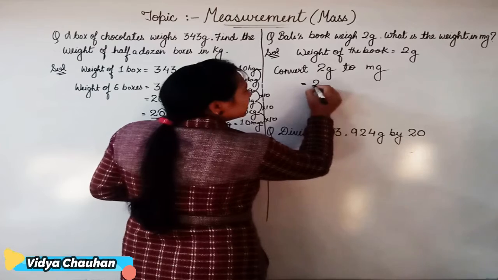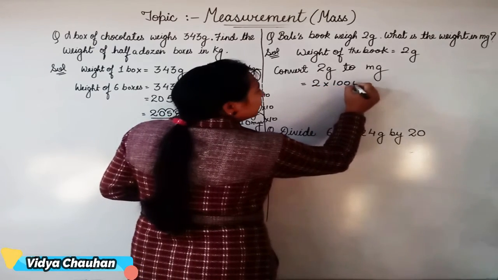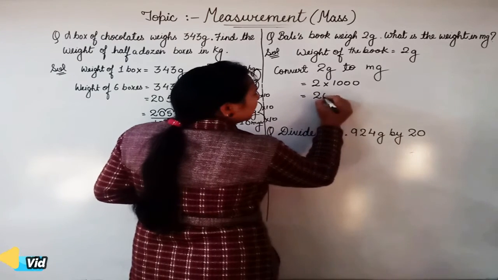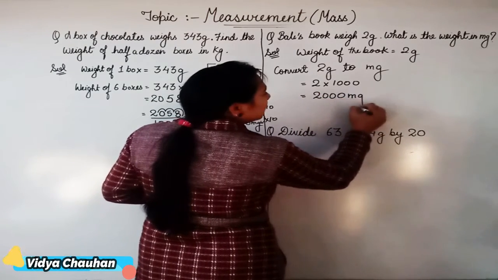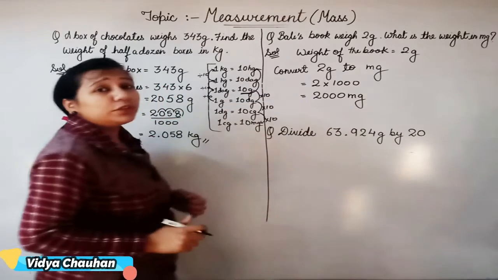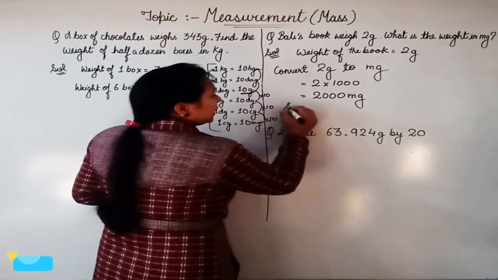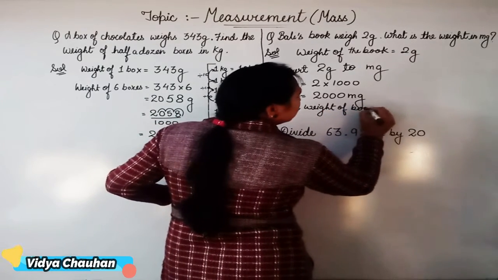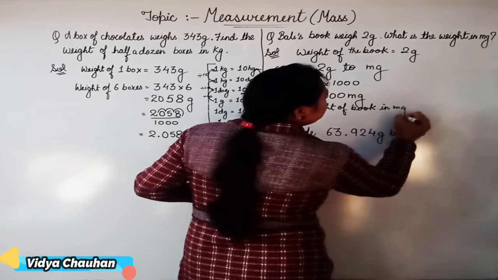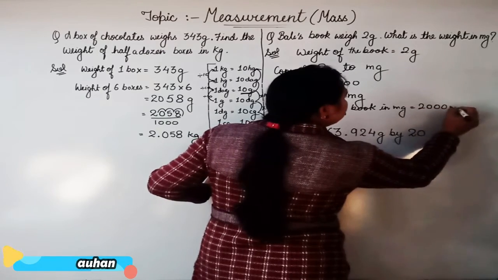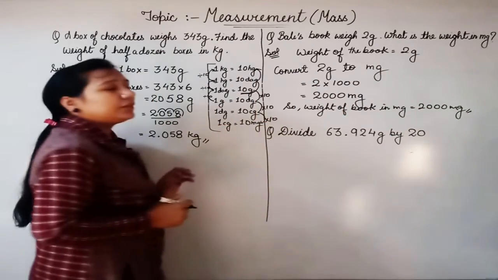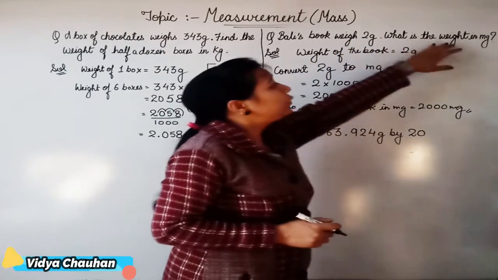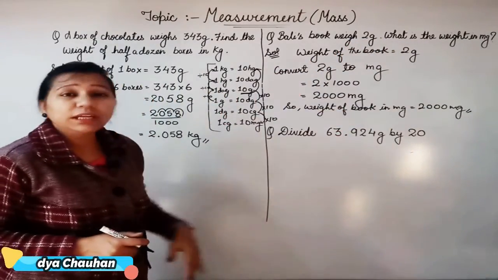So here I can write 2 gram. To convert it into milligram, we will multiply the term by 1000. So that will be 2000 milligram, because 2 into 1000 is 2000 milligram. So we can write that weight of book in milligram is equals to 2000 milligram. And hence our solution is done. So we have converted a book which was 2 gram in weight to milligram, which is equals to 2000 milligram.